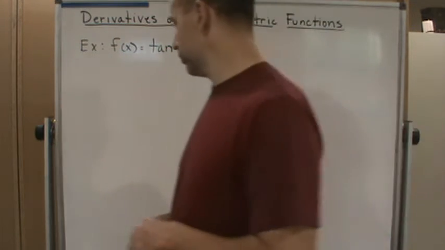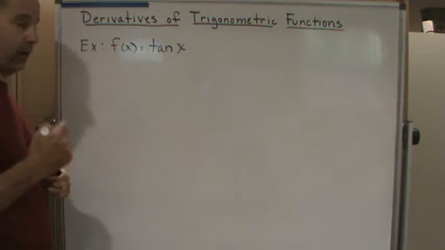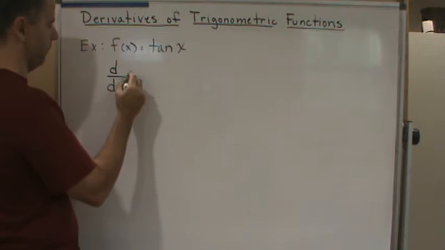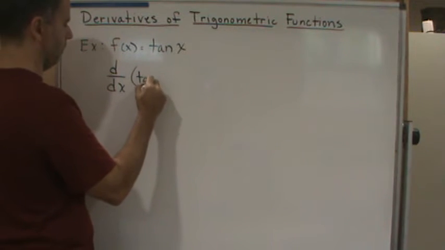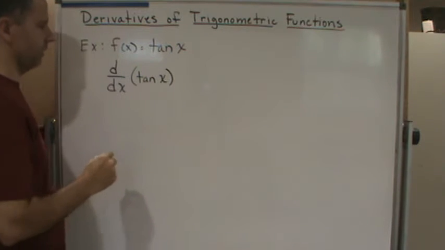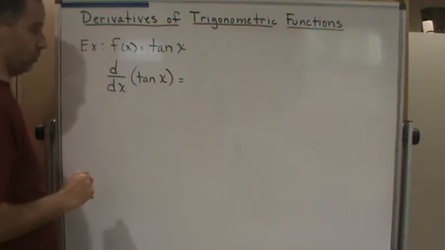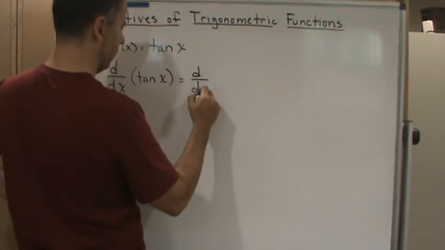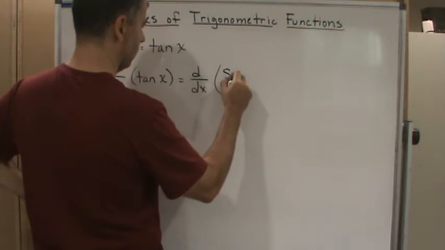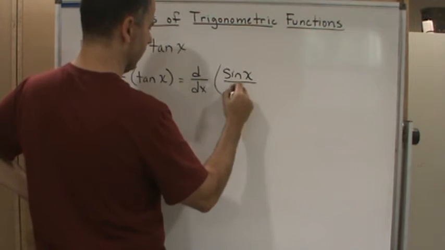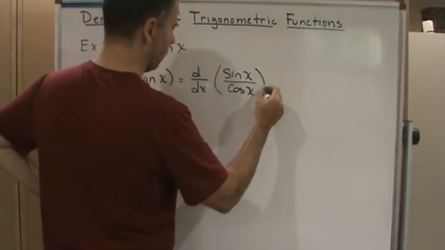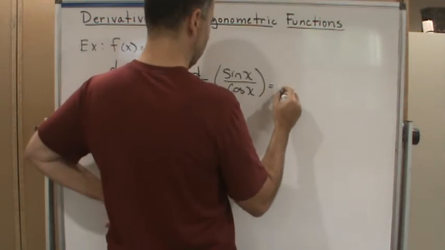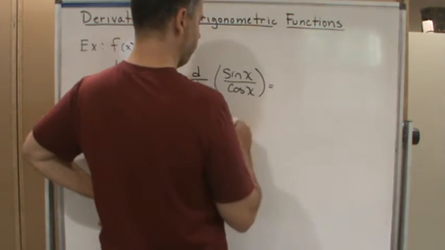Okay, so let's go through and find the derivative of this function, tangent x. We want the derivative of tangent x. We're going to use the quotient rule, because this is equal to the derivative with respect to x of sine x over cosine x. And so we're going to apply the quotient rule and use what we know. So this is equal to what?